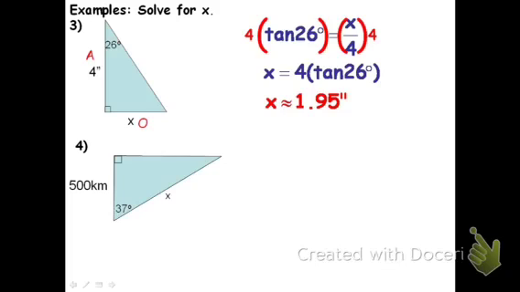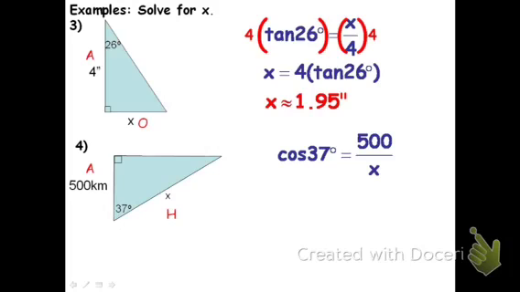In the next problem, this time I do have the hypotenuse. X is away from the right angle, so x is the hypotenuse. 37 degrees is my acute angle, and the 500 is near it. That makes the 500 kilometer piece my adjacent leg. The trig function that has A and H is cosine. So when I set this one up, I'll say cosine of 37 degrees equals the adjacent over the hypotenuse, but this time the adjacent is the 500, and x is the hypotenuse. So now x is on the bottom, because in cosine, the hypotenuse should be on the bottom.